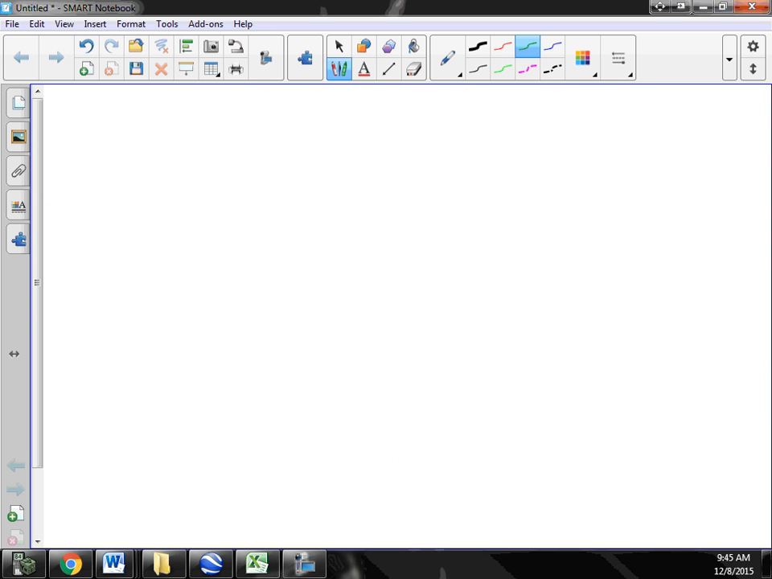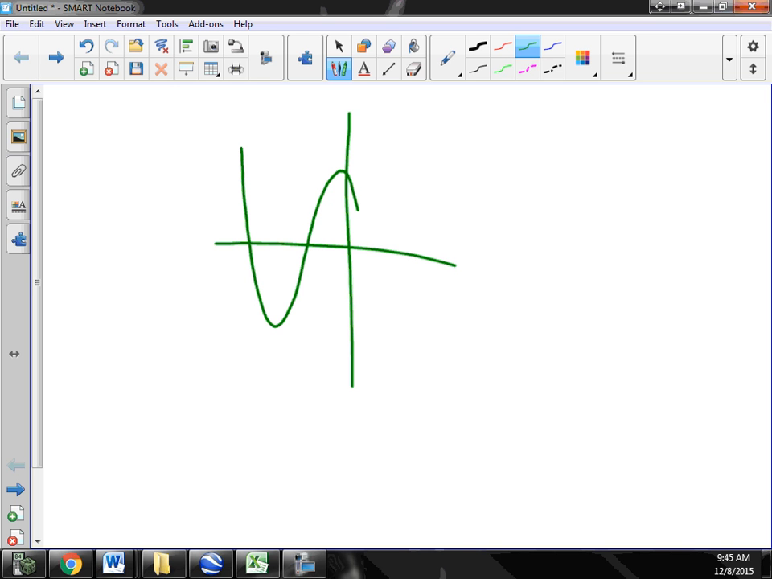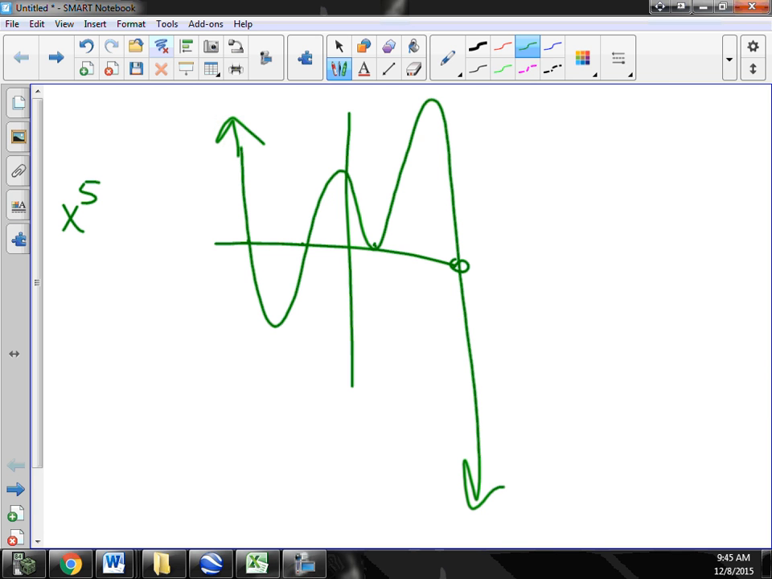So if I just randomly drew a graph, what can you tell me about that graph? So 1, 2, 3, 4, 5. So it's an x to the fifth, or it could also be x to the any odd number higher than it. It could be a 7, it could be a 9. How do I know it's not an 8?